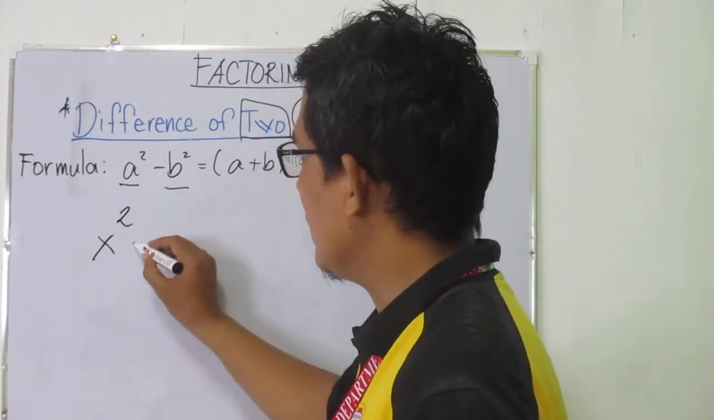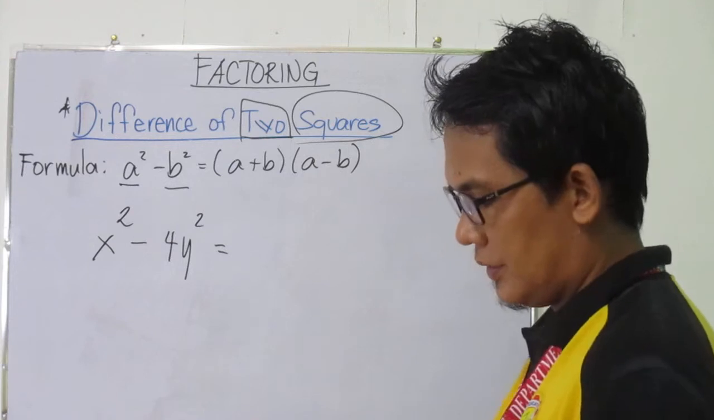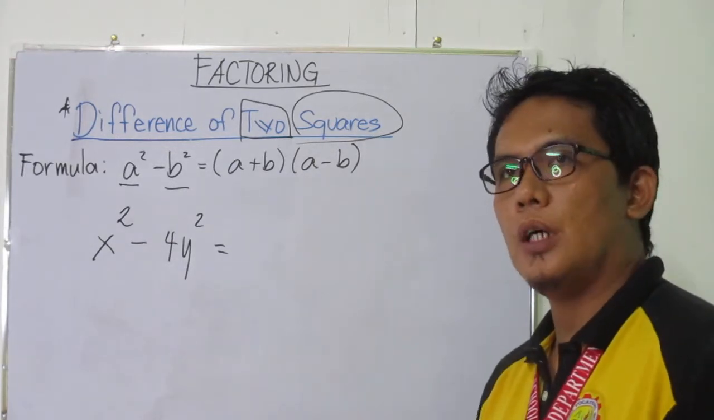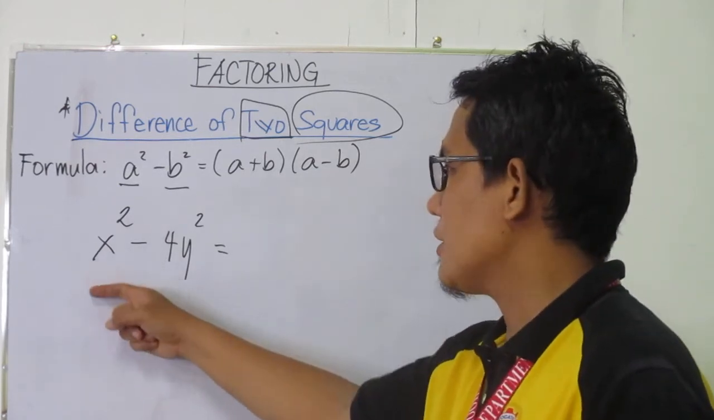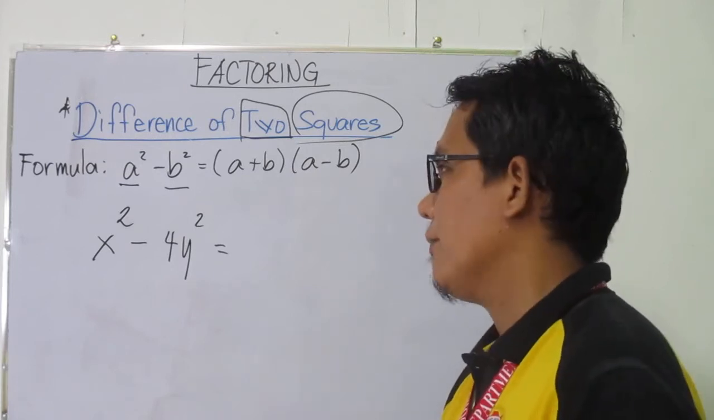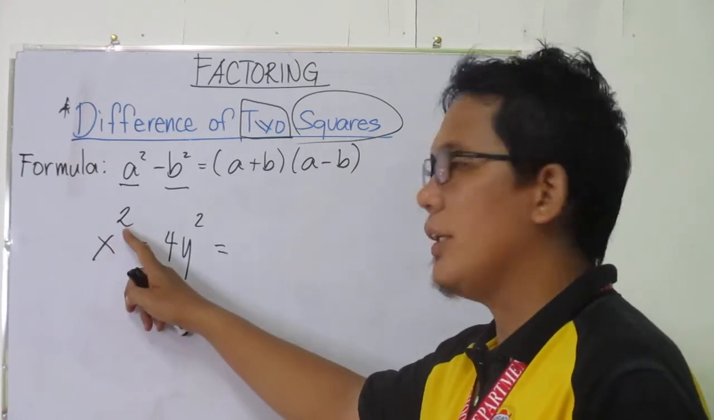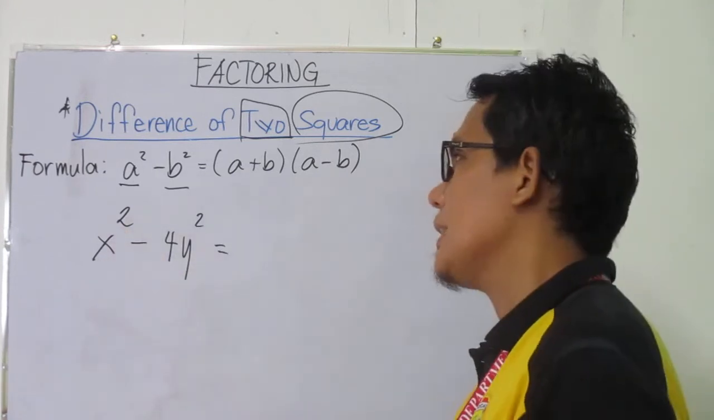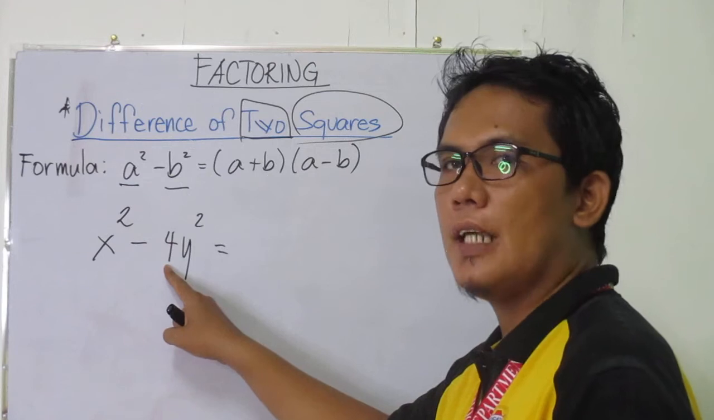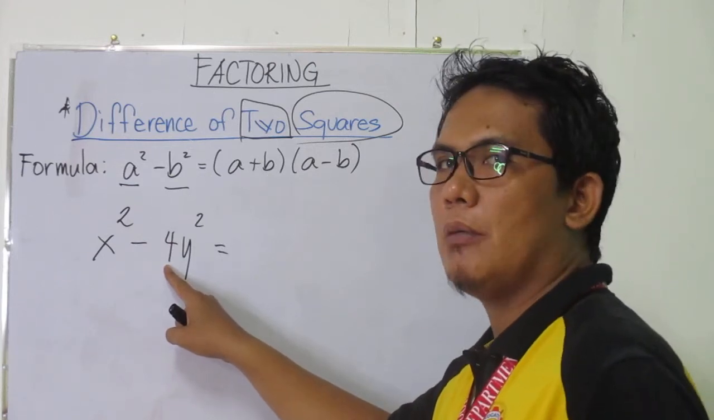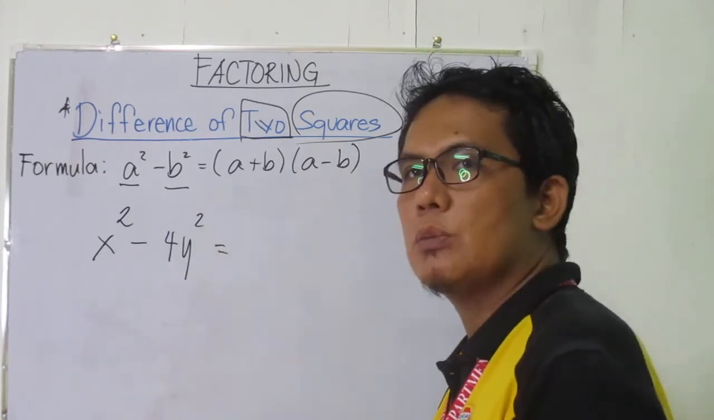What if we're going to factor x squared minus 4y squared? Again, we tell if the given expression has two terms. So we have two terms, the first and the second term. Now, is the first term a perfect square? Though it is only a variable, the exponent is 2, that is x squared. Therefore, we can say that it is a perfect square term. How about this one here? We have 4. Yes, 4 is a perfect square that is obtained by multiplying 2 by itself. And y squared is multiplying y by itself.